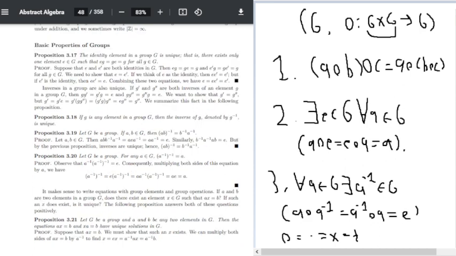Basic properties of groups. Okay, wait, before I continue reading, give me a second to grab some water.